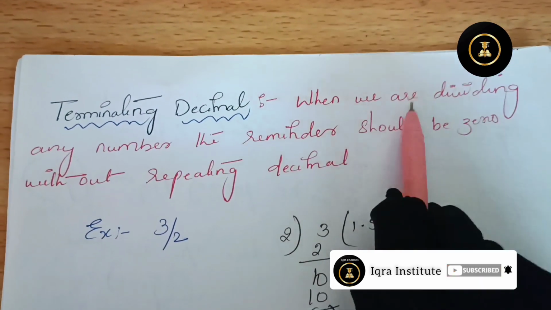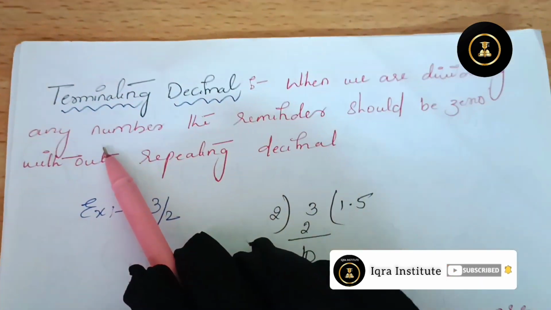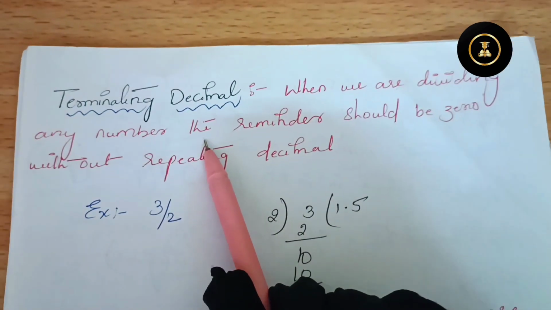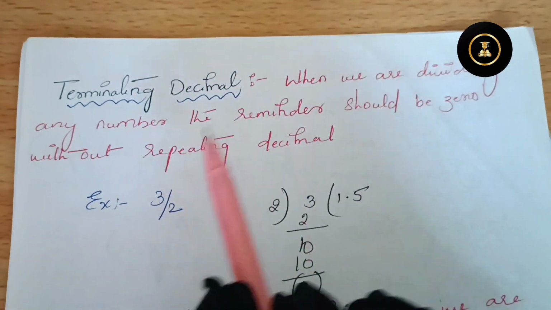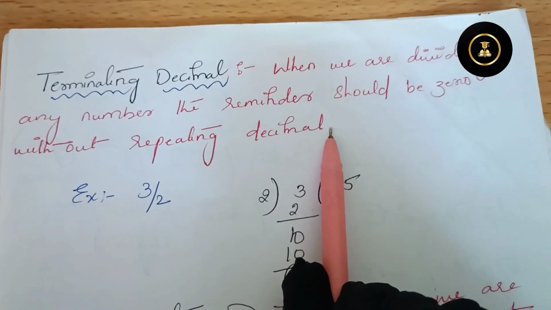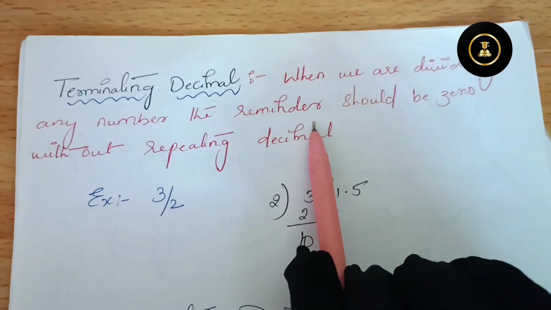When we are dividing any number, the remainder should be 0 without repeating decimals. Okay, that is called a terminating decimal.